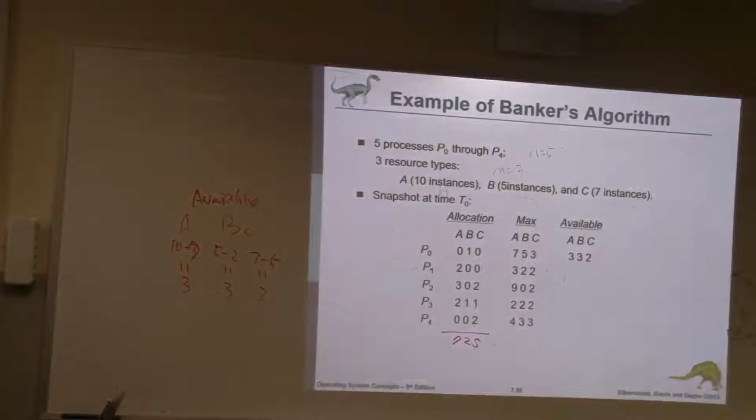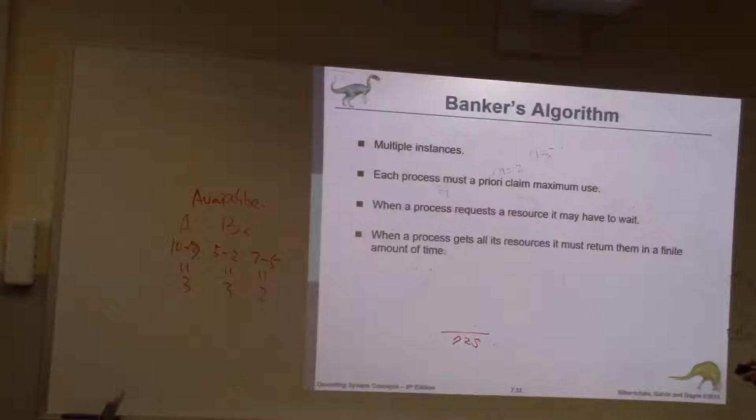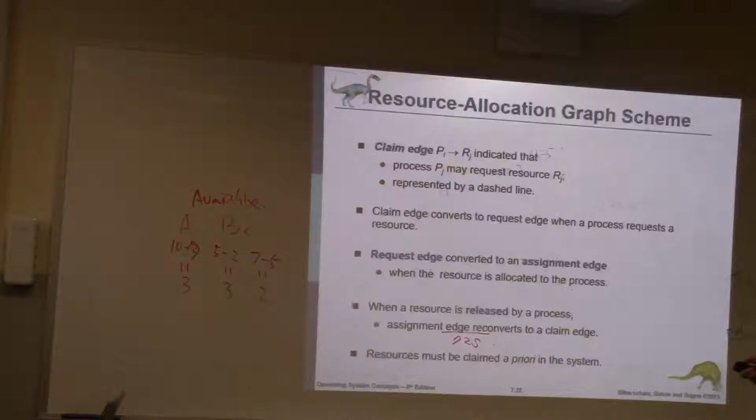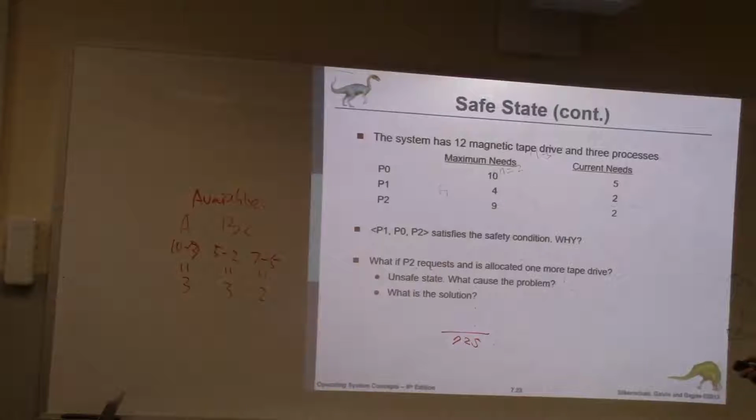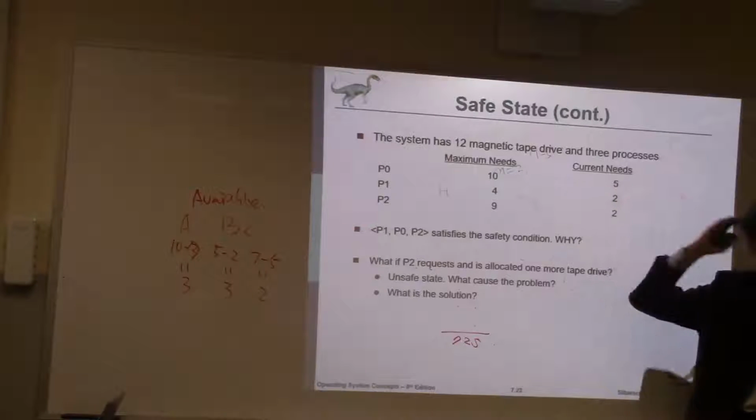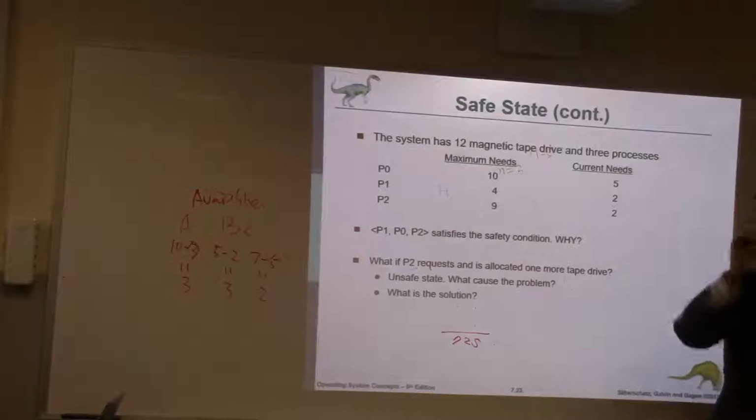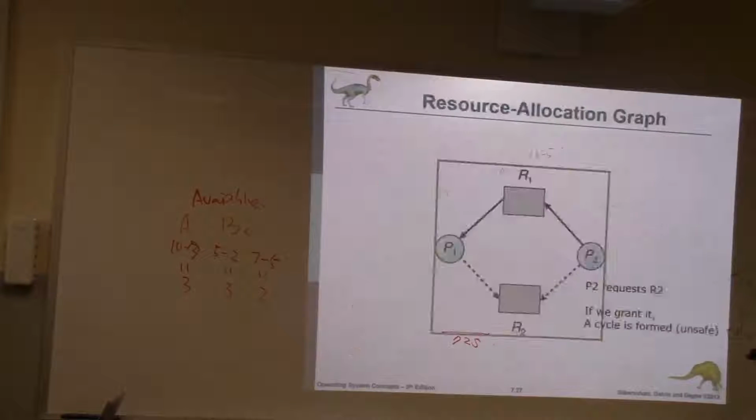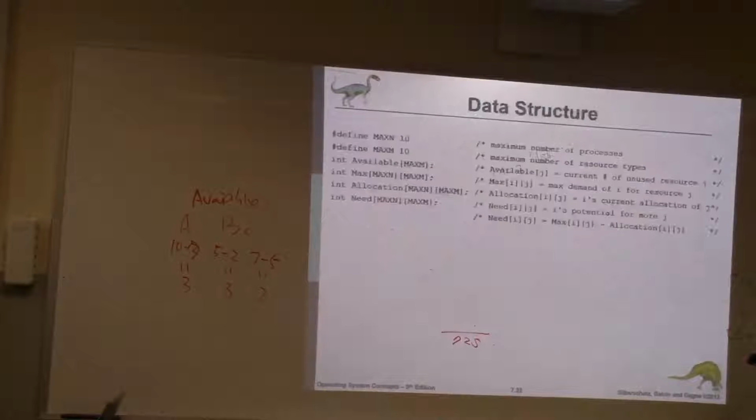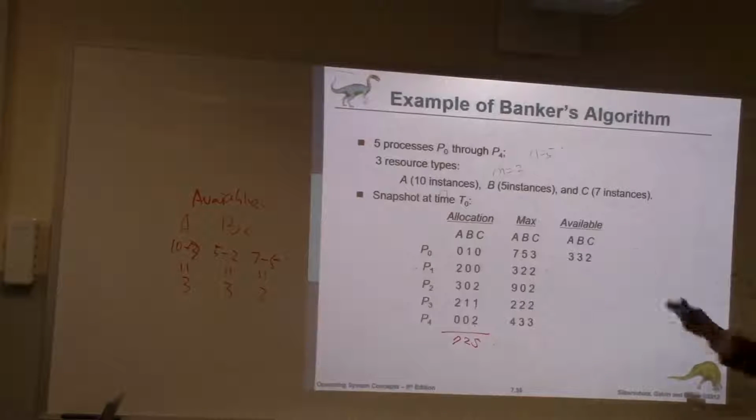This is a generalized process resource state compared to this one. This is actually the same thing, but in this case we consider only one resource type, while here we are considering multiple resource types. Okay? This is the current one.